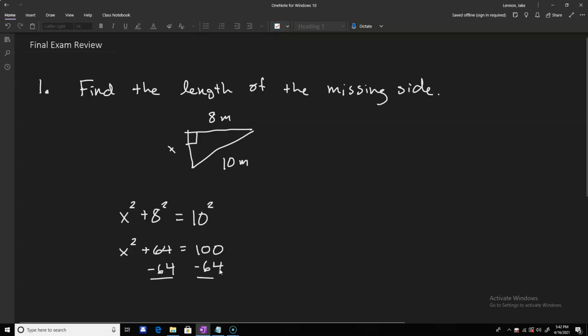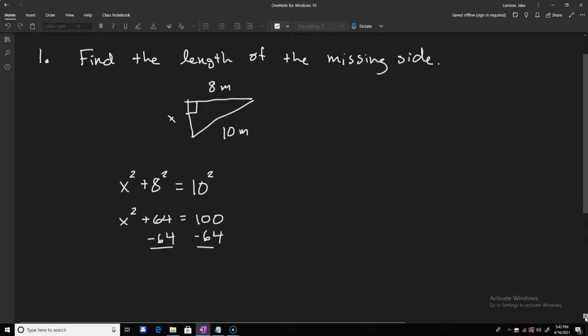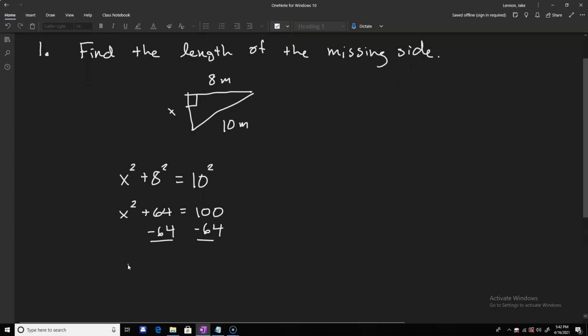And again, since this is a geometry problem, we don't have to worry about negative solutions. Everything that comes out is going to be positive only since it's representing a length. So we get x squared equals 36. And then you want to take the square root, so x is going to be the positive square root of 36, which is equal to 6. So 6 meters would be your answer here.